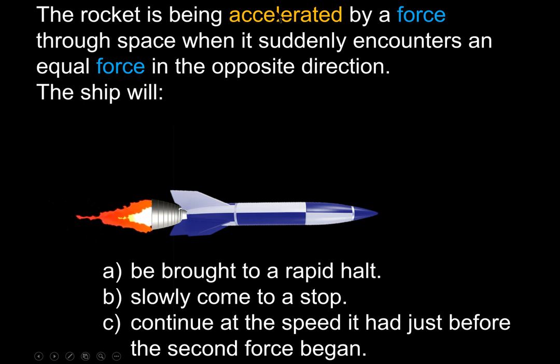A rocket is being accelerated by a force through space when it suddenly encounters an equal force in the opposite direction. The ship will be brought to a rapid halt, slowly come to a stop, or continue at the speed it had just before the second force began. So think about it. The rocket is being accelerated by a force, pretty much the force of thrust, or the force of the engine. It's making it go faster and faster and faster.